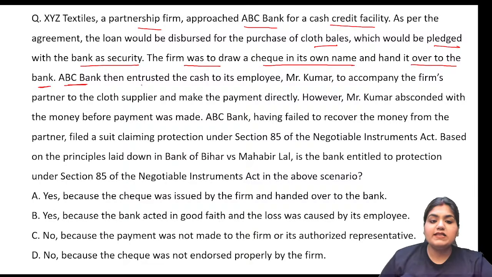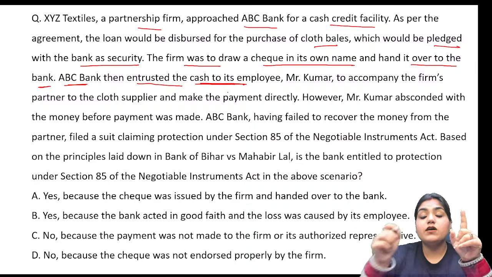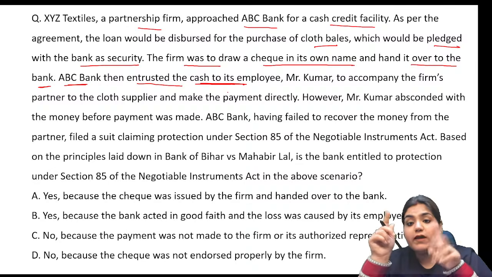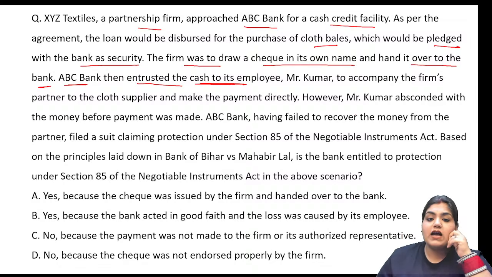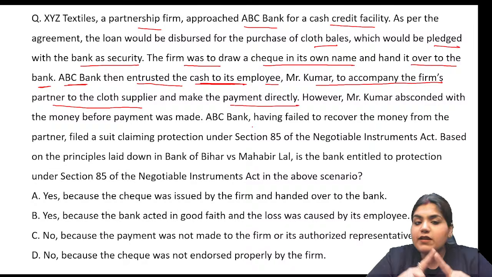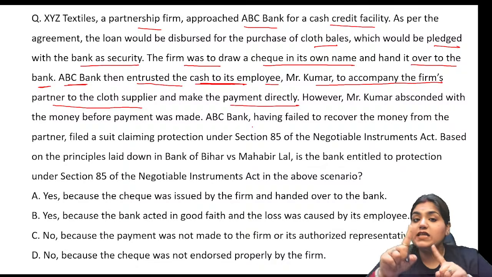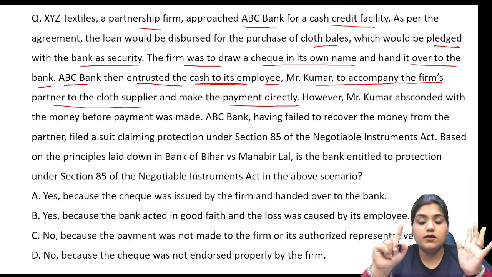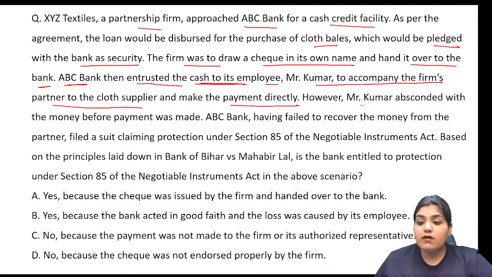ABC Bank then entrusted the cash to its employee. They gave the cash to the bank's employee, Mr. Kumar, the accountant, to accompany the firm partner to the clothes supplier and make the payment directly. Bank never gave money to the partners, rather they gave money to its own employee. However, Mr. Kumar absconded with the money before payment was made.